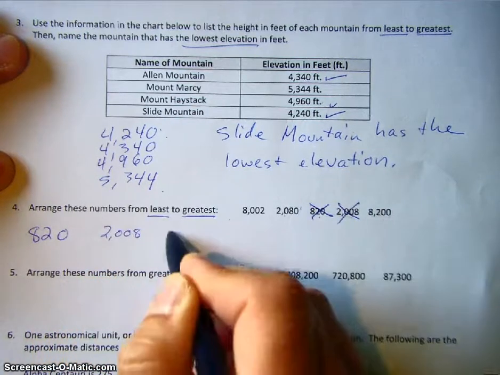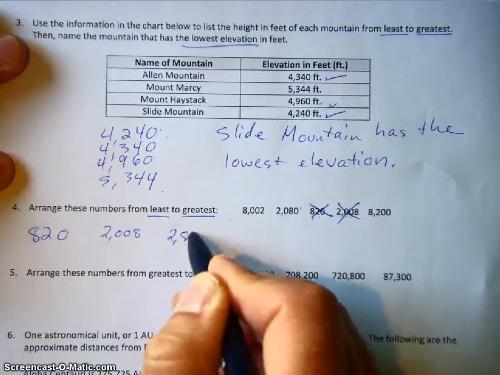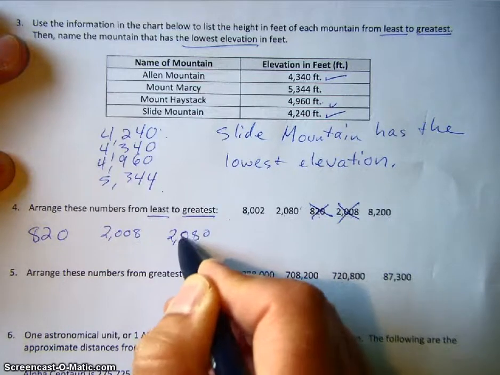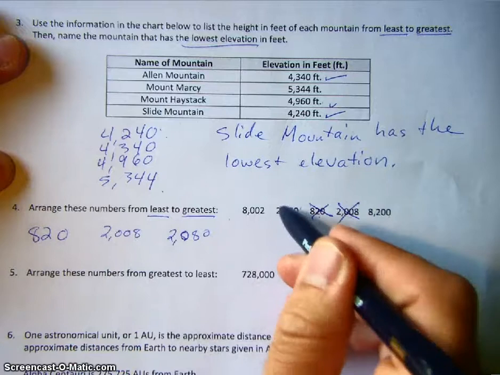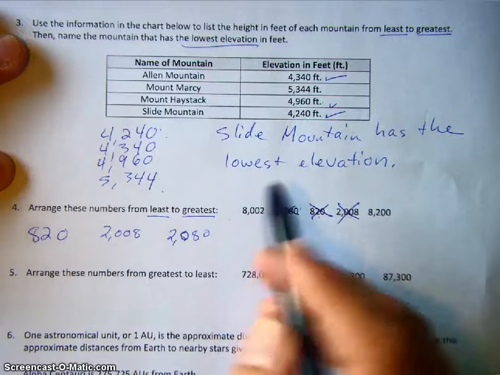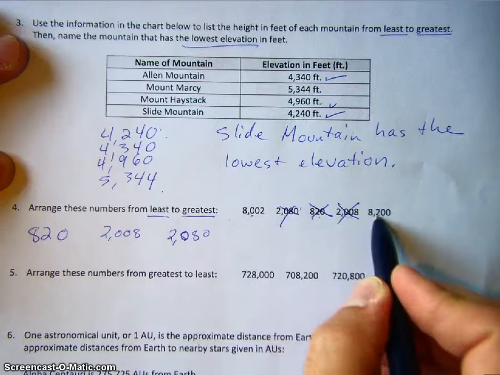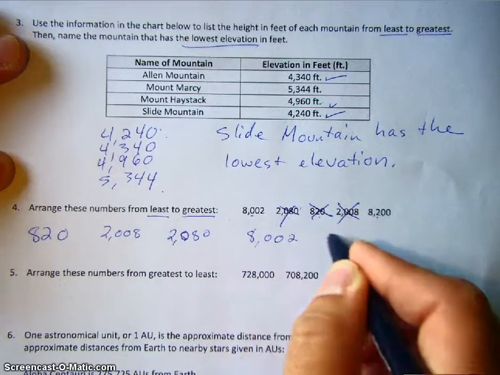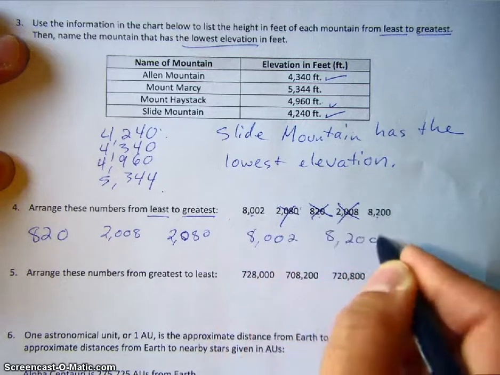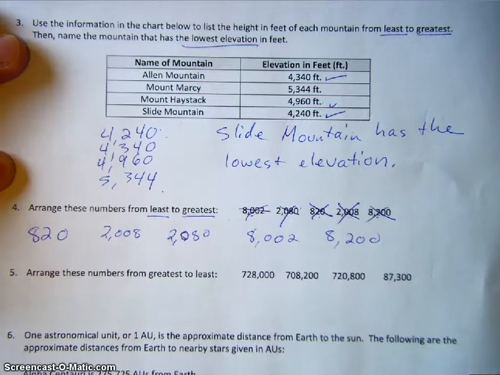Then our 2,080, because 0 tens is less than 8 tens. Okay, now we look at our 8,000s. Well, this one has 0 hundreds, whereas this one has 2 hundreds. So we have our next number. So our answer would then look like that.